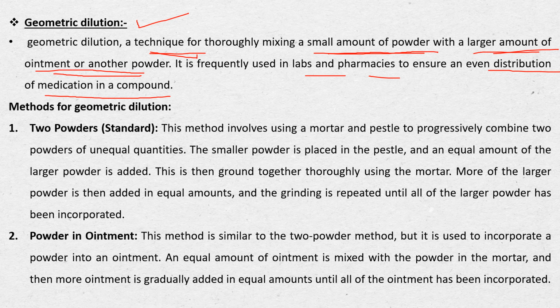Next, what are the methods of geometric dilution? So there are basically four methods of geometric dilution. We'll see one by one. First method is two powders, that is also known as standard. This method involves using a mortar and pestle to progressively combine two powders of unequal quantities. Okay, so here we'll use mortar and pestle to combine two powders of unequal quantities.